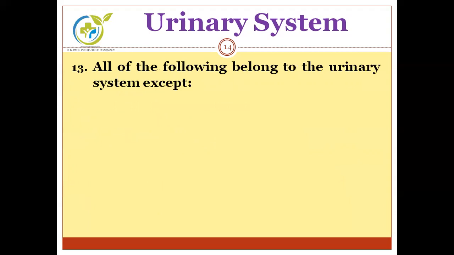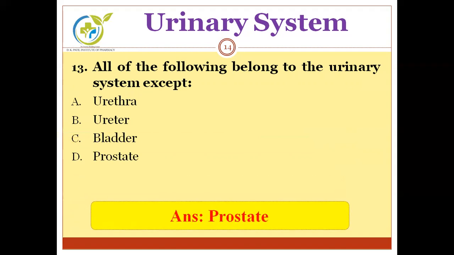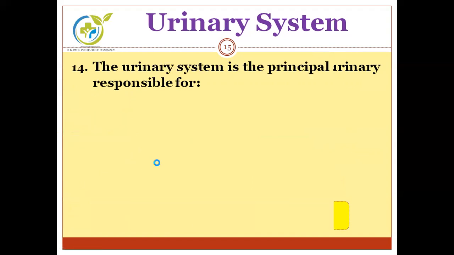Moving to the next question. Which of the following belong to urinary system except urethra, ureter, bladder, prostate? Okay, the correct answer is prostate. I do know that urethra, ureter, and urinary bladder are part of urinary system, but this prostate is part of reproductive system.